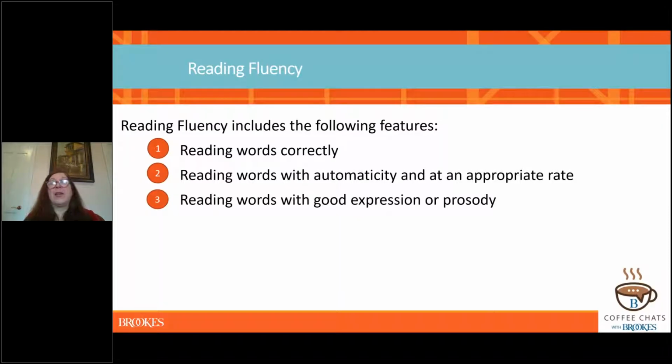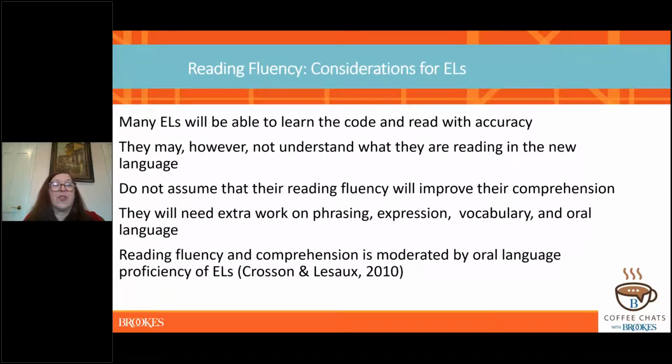And then when we think about reading fluency, this is chapter 6 of the book. It really includes the features of not only reading words correctly, but reading them with the appropriate automaticity, the appropriate rate, and with good expression or prosody. And here's where our students are going to need a lot of work. Our English learners can typically learn how to read the words correctly, but what they'll need a lot of work on will be that expression and that prosody and that phrasing. And so that's going to be important for them.